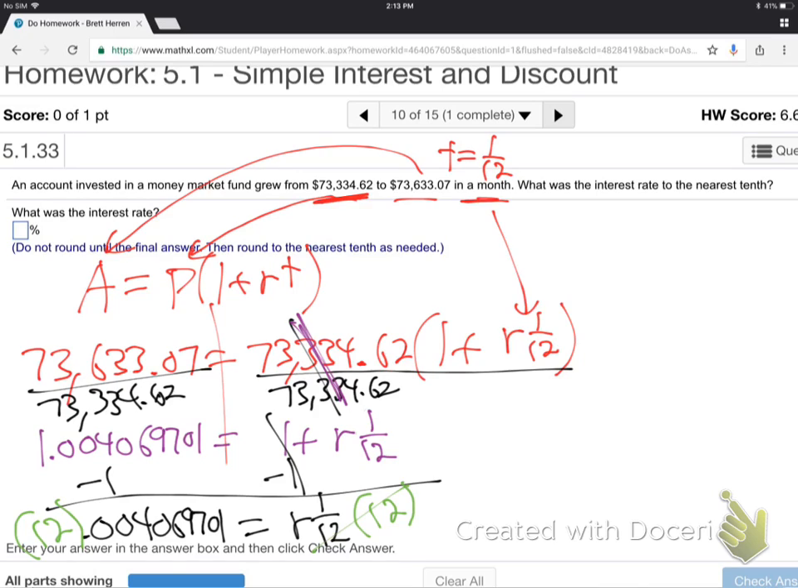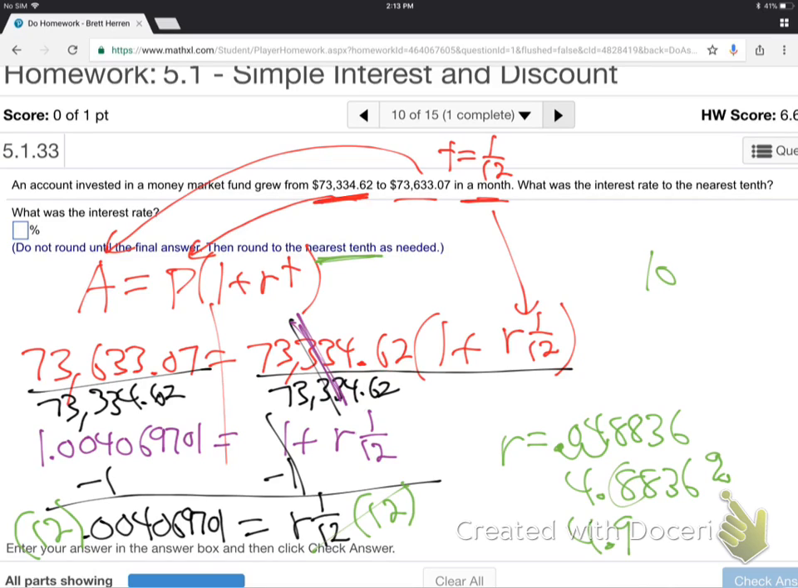0.004069701 times 12. I'm getting R equals 0.048836, blah, blah, blah. How many places? Well, we're supposed to change it to a percentage, so move it 2 places: 4.8836%. And then how many places do we want to round? Nearest tenth, which is 1 place past the decimal. So look 1 to the right, round it up, 4.9%.